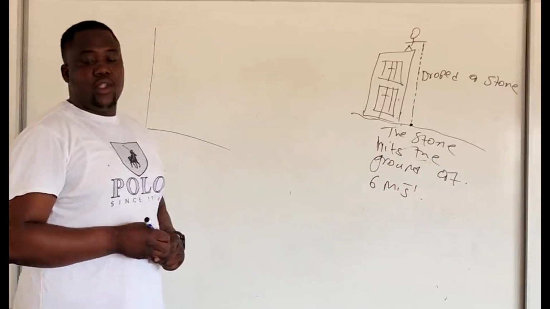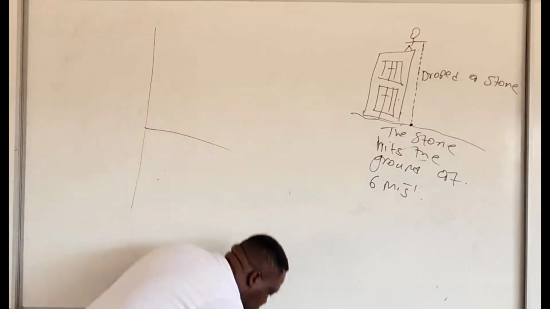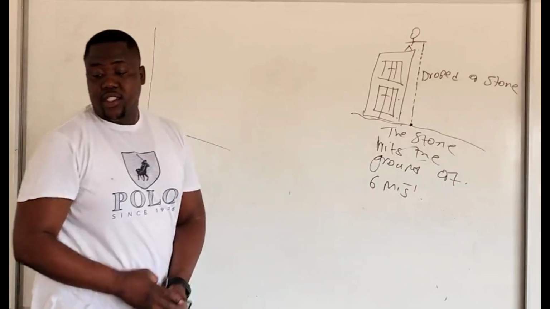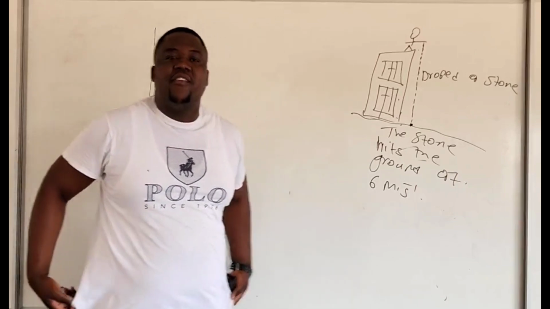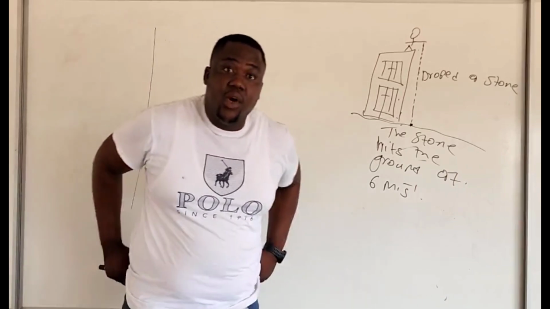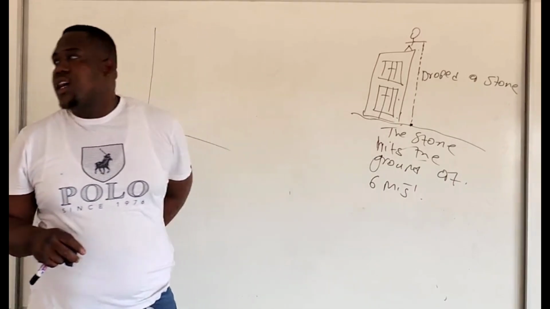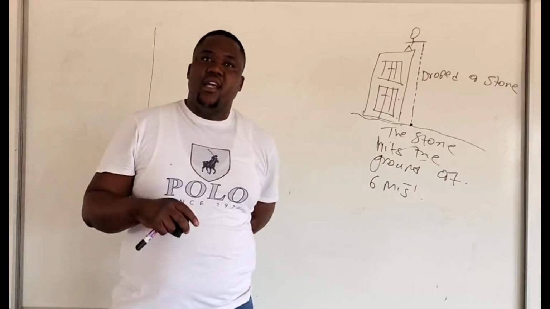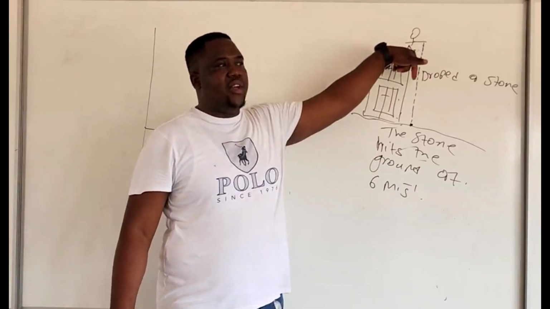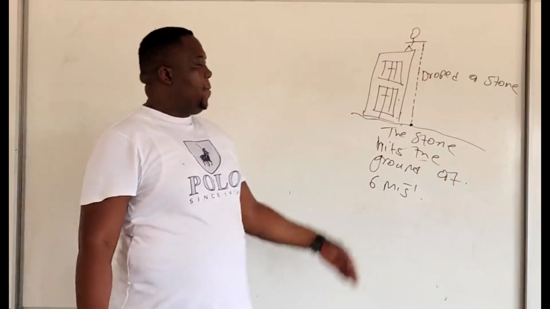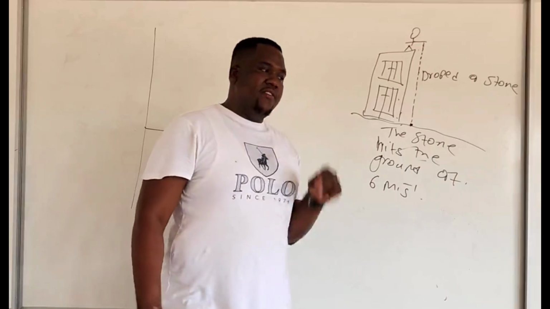Someone dropped a stone. To drop, just let go, and that particular thing starts to move. Since I told you initially that the word drop means the initial velocity of the object is going to be 0, since the stone is dropped, its initial velocity is 0. So we're going to start from 0. But since the object is moving down, what will happen to the velocity? The velocity will be increasing, because when an object is moving down, velocity is increasing.